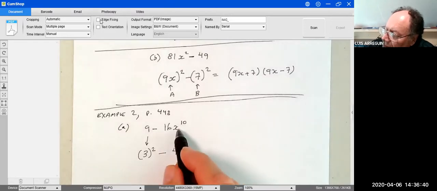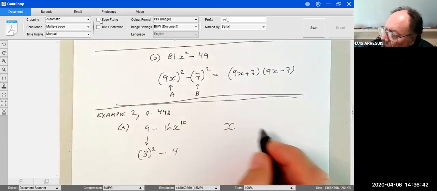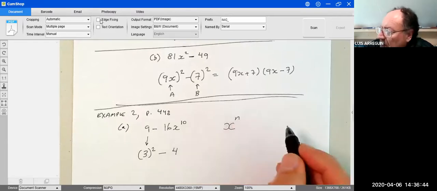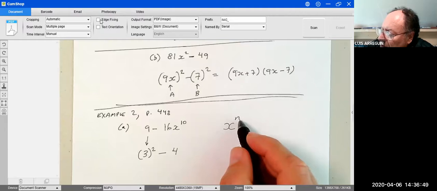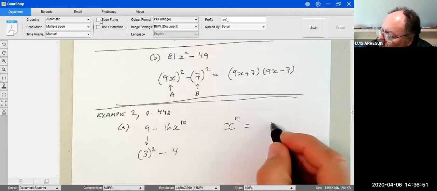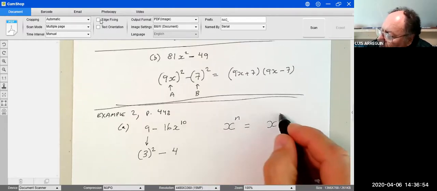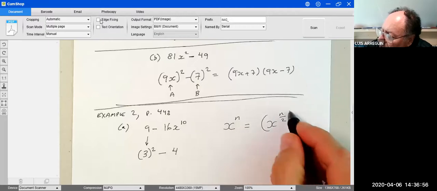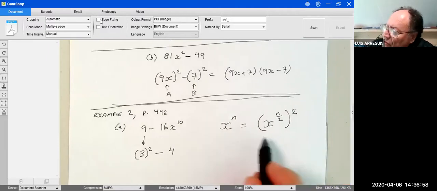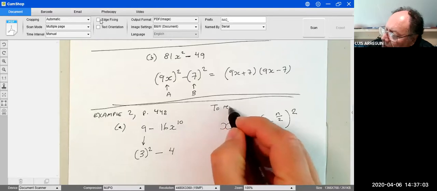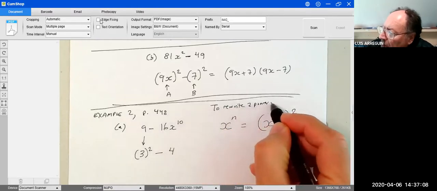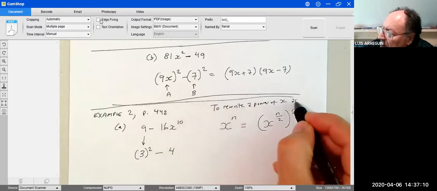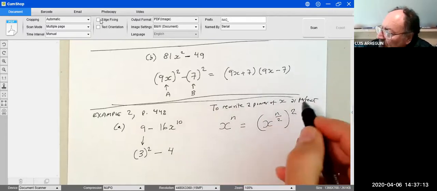Any variable that you have with any coefficient, usually it should be an even coefficient, can be written as a perfect square if you divide that coefficient by 2 and then you square the result. So that's the way that you rewrite a variable as a perfect square. This is how to rewrite a power of x as a perfect square.